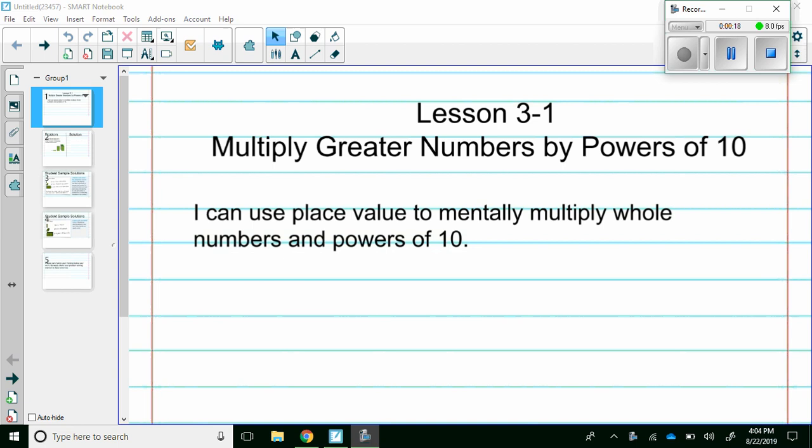Push pause right now to write this new lesson and I can statement on a new page in your math notebook. Push play when you're ready for the lesson.